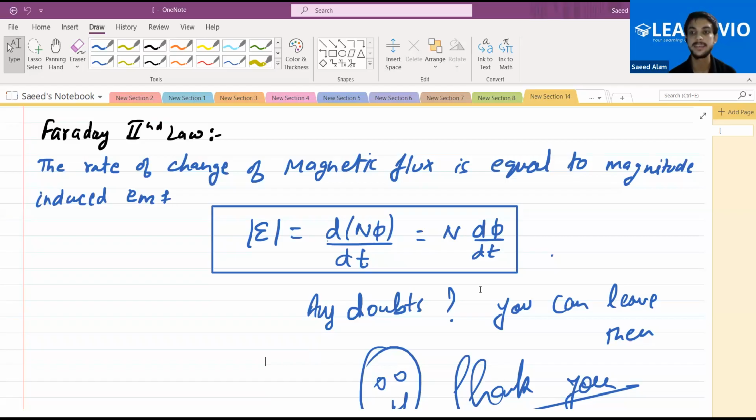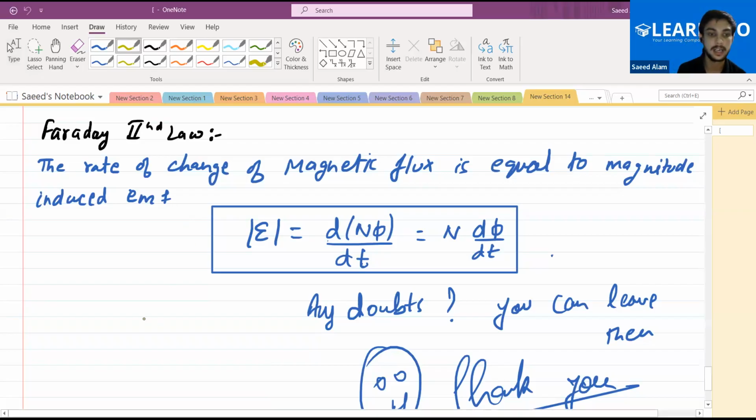So this was the complete discussion that we had in the last class. Yes, you are right that we had not done Lenz's law. We had just seen Faraday's second law. And remember this, that Faraday's second law tells us only about the magnitude of the EMF. It doesn't tell us in what way that EMF will be induced.